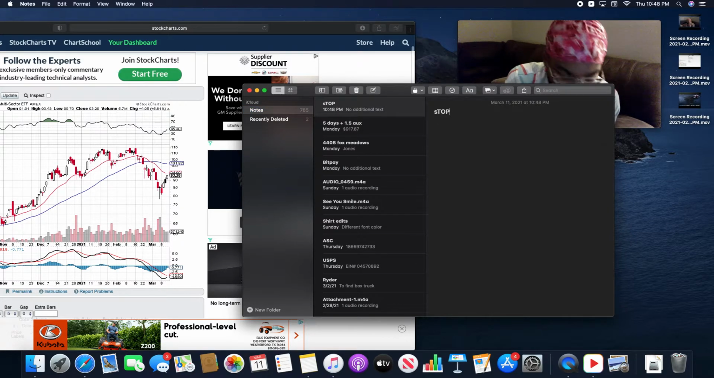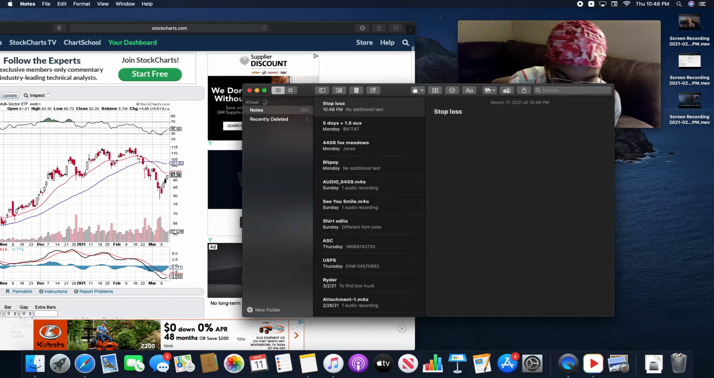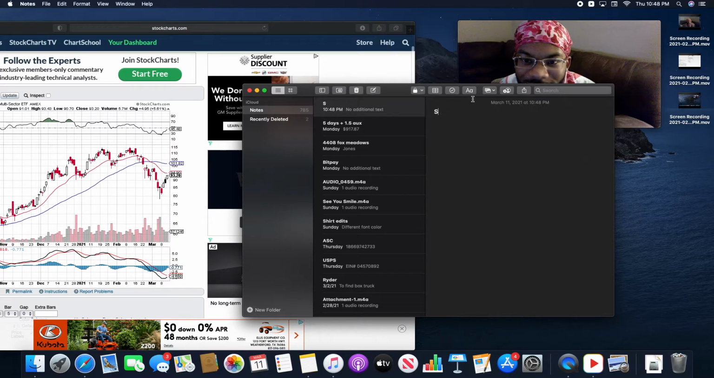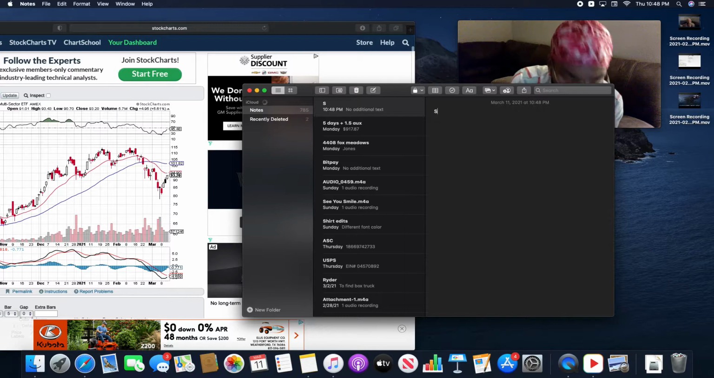First and foremost, stop loss. Having some technical difficulties. Our stop loss, we have a target price. Alright, so we got a stop loss. We have target price. We have RSI. And you have 20-day moving average.